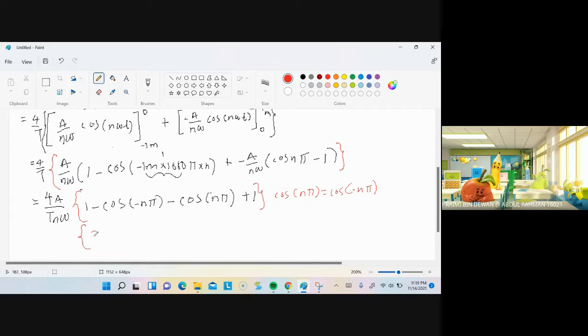1 plus 1, you have 2. Then this one, because they are the same, you can just write cos n pi. And don't forget the 2, because it's like an addition of both. Then you put the 4a here, and what is the amplitude? The amplitude is 10 millivolt.